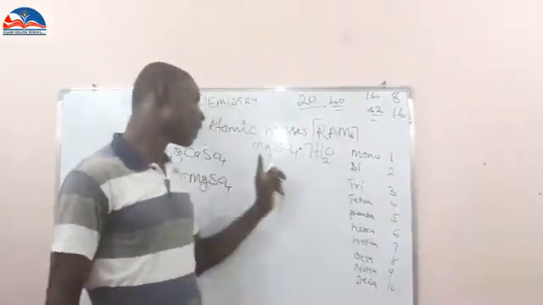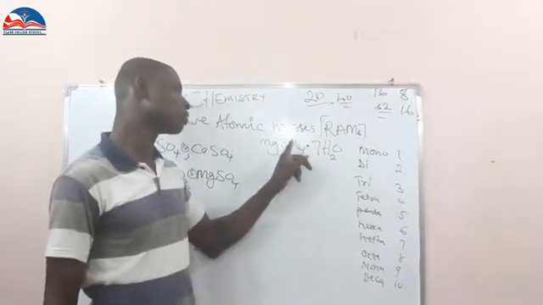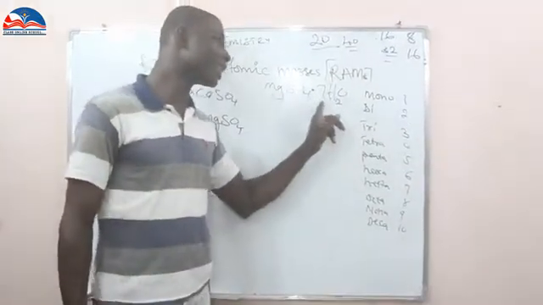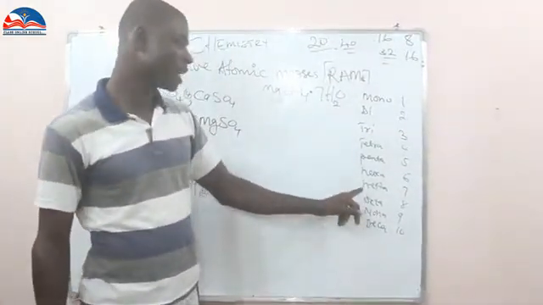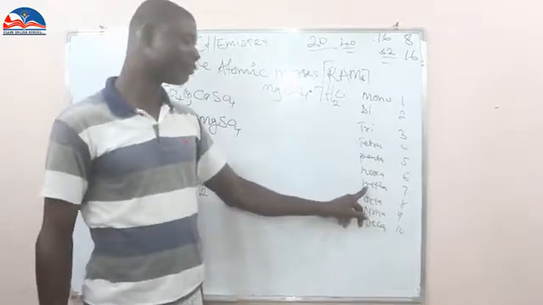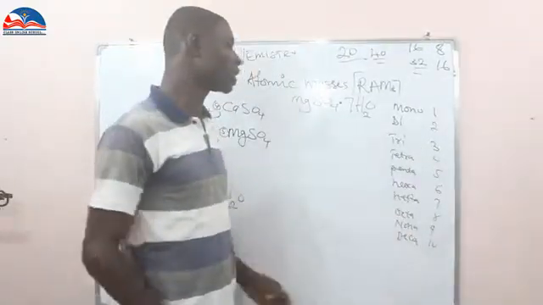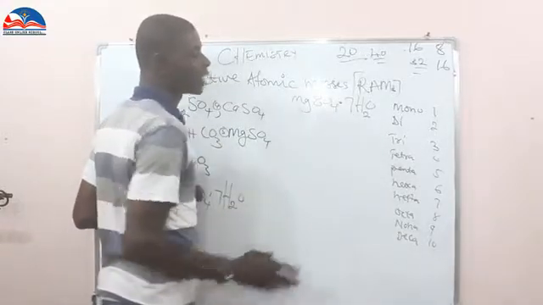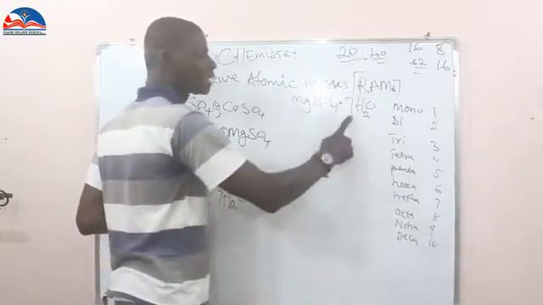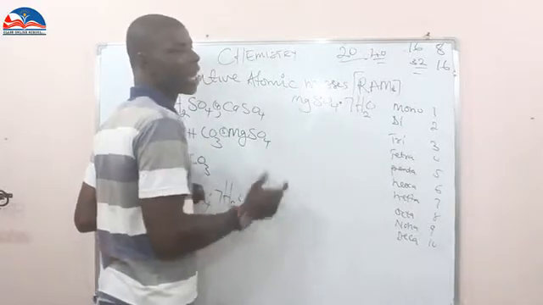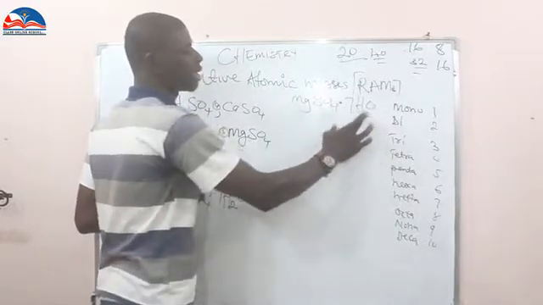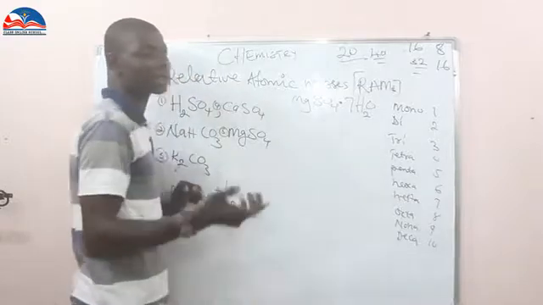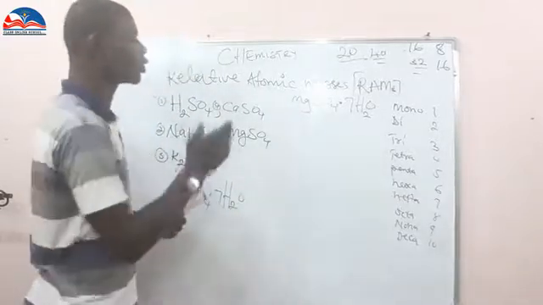Now, in magnesium tetraoxosulfate 6, this 7 here becomes hepta. 7 becomes hepta, octa is 8. That is where I derive this 7 here. And that is why I call it pentahydrate. Hydrate means water, and H2O is water in chemistry. Now, how do we solve this one?